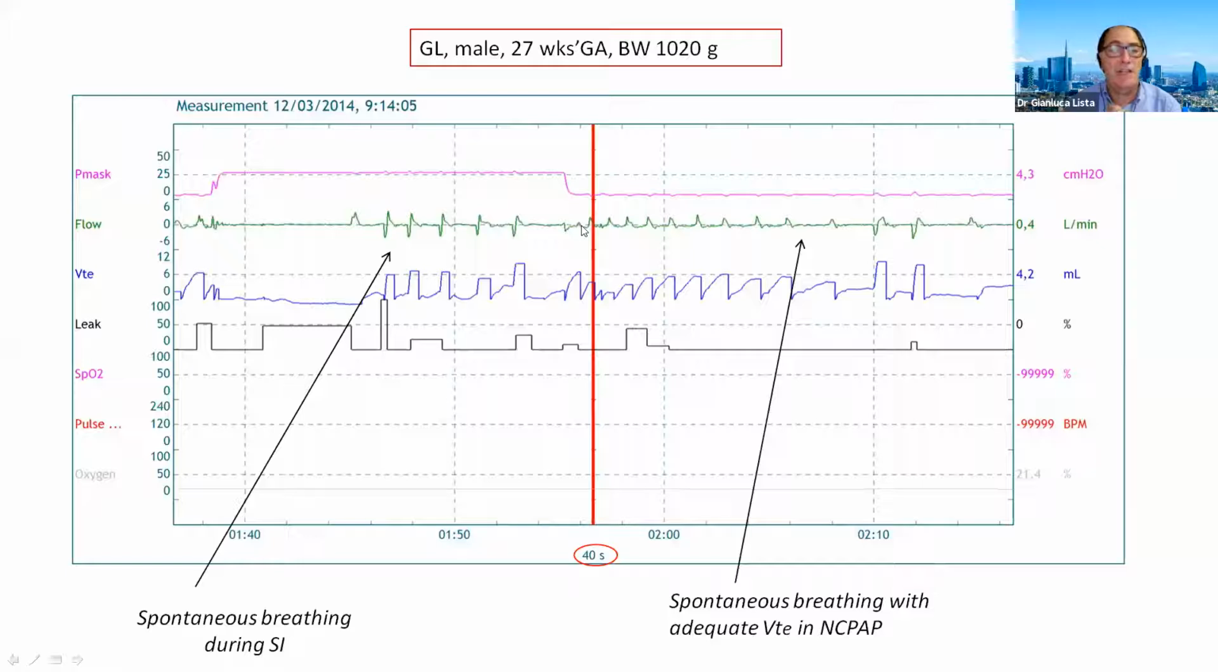Then the clinicians understood that the baby could be managed only in nasal CPAP. The baby was switched to nasal CPAP alone, or, I remember, facial mask CPAP. Why? Because the baby was able to generate adequate tidal volume, about 4 ml, supported only by CPAP.